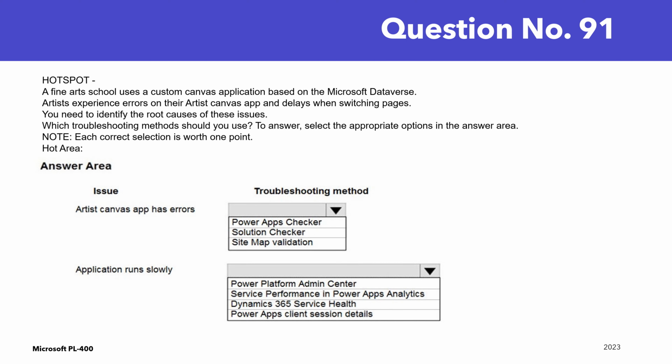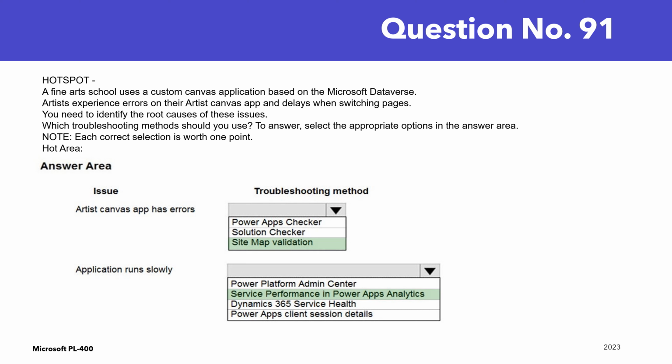A fine arts school uses a custom Canvas application based on the Microsoft Dataverse. Artists experience errors on their artist Canvas app and delays when switching pages. You need to identify the root causes of these issues. Which troubleshooting methods should you use? To answer, select the appropriate options in the answer area.